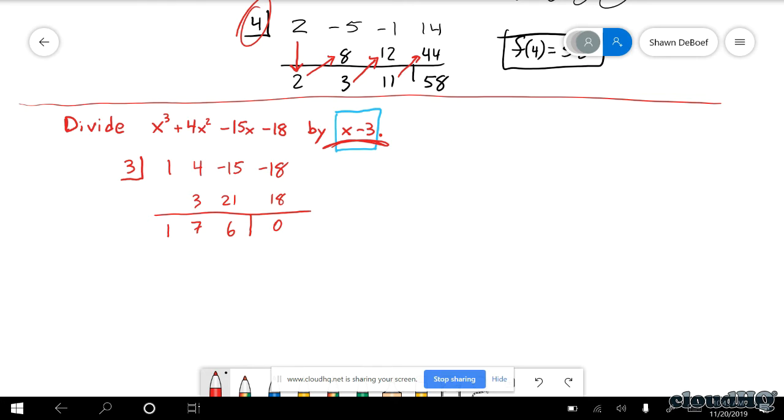Notice what I get for a remainder this time. We have a remainder of 0. We like remainders of 0. When you were doing division in elementary school, did you prefer to have a remainder of 0? Yeah, probably. Still, that's true to this day in any division. We like remainders of 0.